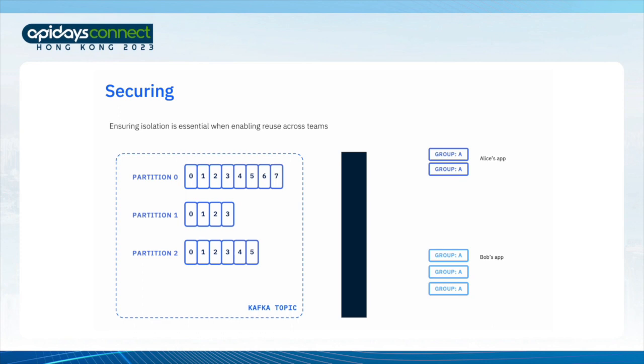Imagine Alice and Bob both independently discovered the same topic in the catalogue. They both independently, separately decided it could be useful for their own separate applications. And imagine they then both coincidentally and unwittingly give their applications the same group ID. Well, if the event gateway wasn't a proper gateway, if it was just a naive proxy, passing requests back and forth between the event brokers and the applications, you could end up with something like this.